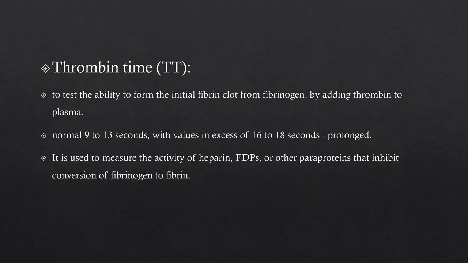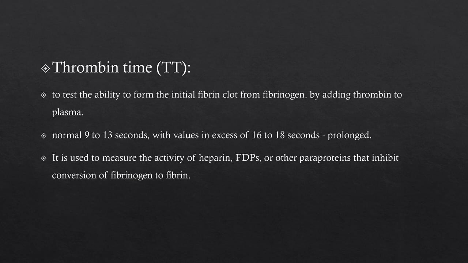Thrombin time, it's a test to identify the ability to form the initial fibrin clot, that is fibrinogen to fibrin conversion. You measure it by adding thrombin in vitro. You add thrombin to the blood, so you check it, and if it is 9 to 13 seconds that the initial fibrin clot is formed, it's usually normal. If it is exceeding 16 to 18 seconds, it's prolonged.